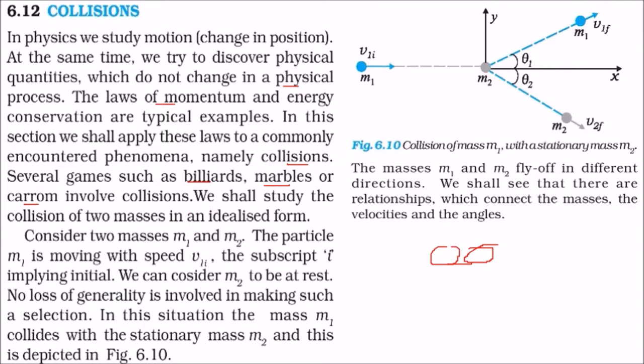And we will study the collision of two masses in an idealized form. So we will be considering two masses. You have to learn this and observe this figure very carefully, because all other things which are coming are dependent on this diagram. Mass 1 has an initial velocity, say V1i, and this is mass 2. Now when mass 1 is colliding with M2, then mass 1 is going here with some final velocity, and mass 2 is going here with some final velocity. From the horizontal, this is making an angle of theta 1 degree, this is making an angle of theta 2 degree, meaning they are flying off in different directions.